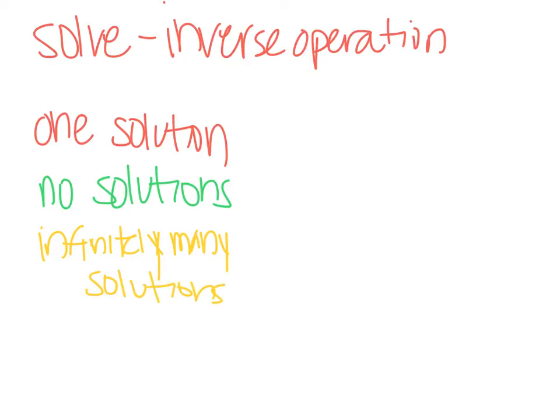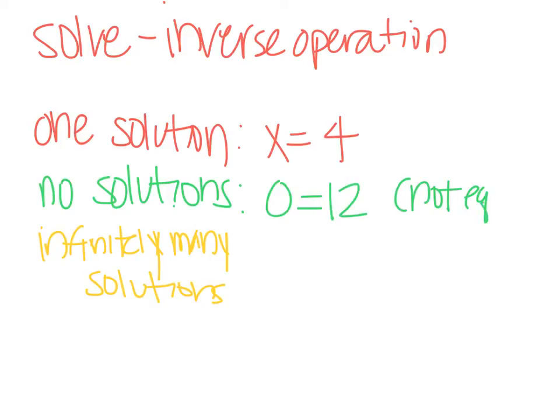When you end up with one solution, you work your problem out and you get something like x equals 4. With no solutions, when you work your problem out, you end up with something like 0 equals 12, so where the two sides are not equal. And for the infinitely many solutions, when you work your problem out, you get 0 equals 0. And what that means is that they are always equal.